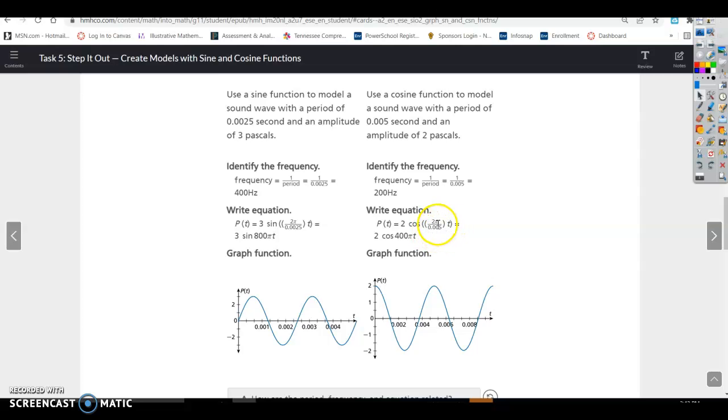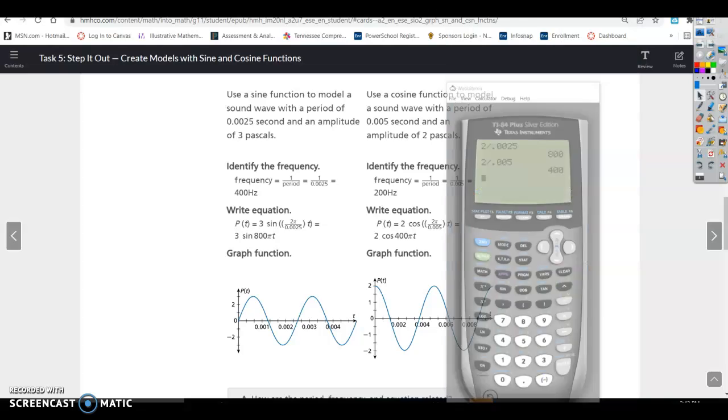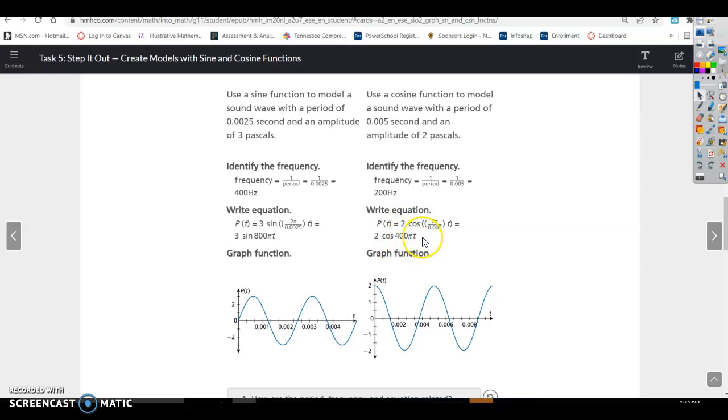Now again, we're going to simplify that. We're going to leave it in terms of pi, but we're going to divide 2 by that decimal. So 2 divided by 0.005, and that gives us the 400 that they have here.